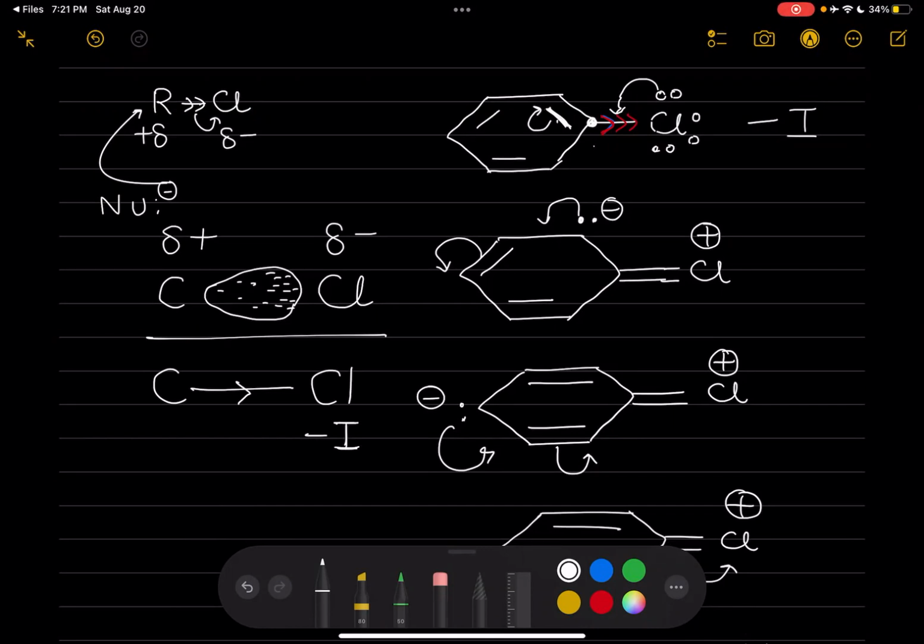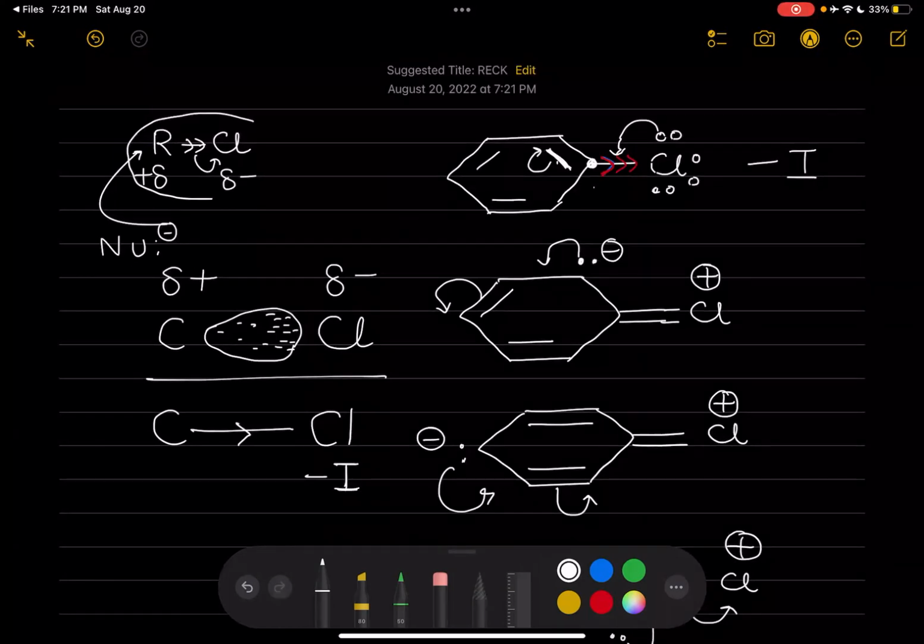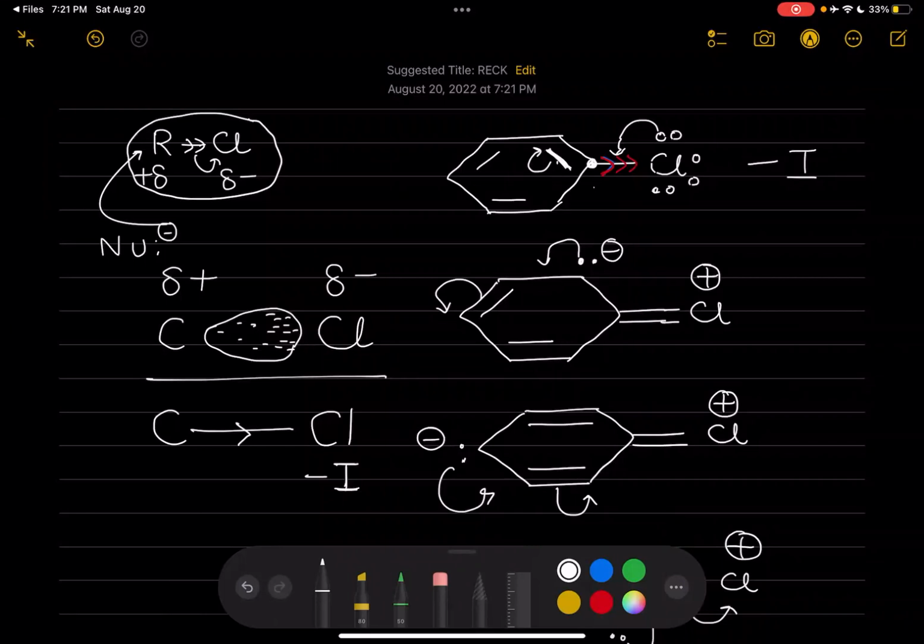So this is one way, and this is the only way which was responsible for creating charge on the alkyl halide. That's why the alkyl halides were reactive, because the carbon was having positive charge because of the inductive effect, the minus I effect. The groups which pull electrons are known as, yeah.